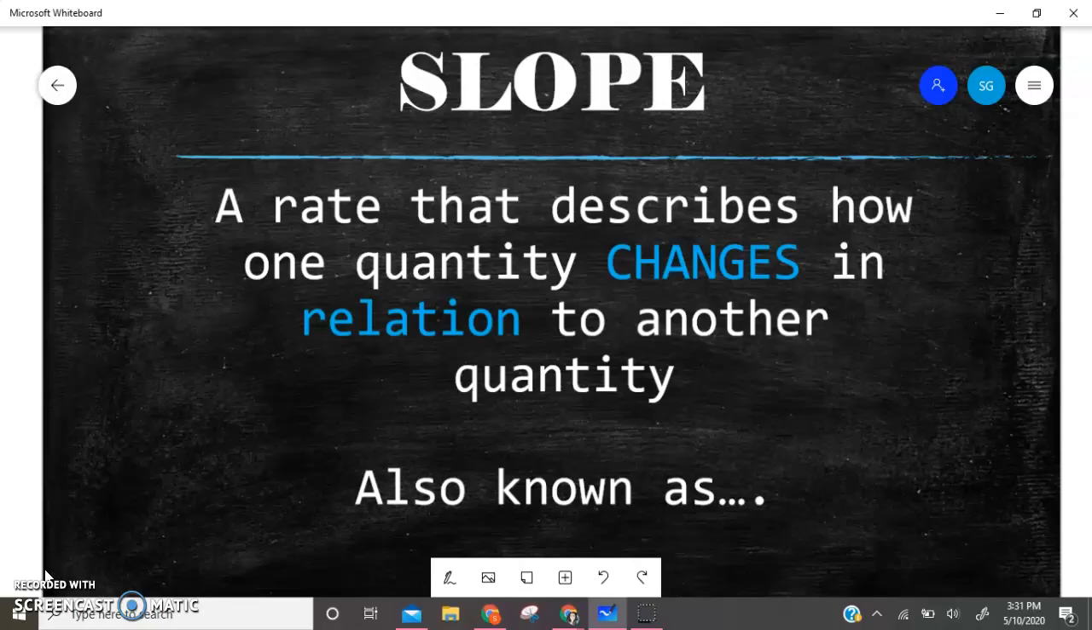Now, slope is a new word we learned. However, what's another way I can call slope? If you said rate of change, you are absolutely correct. So let's go ahead and get started in learning how to solve for slope from a table.